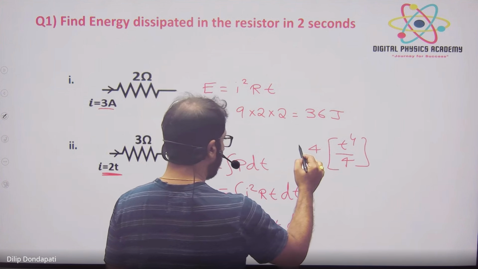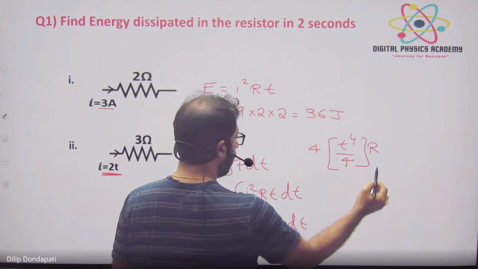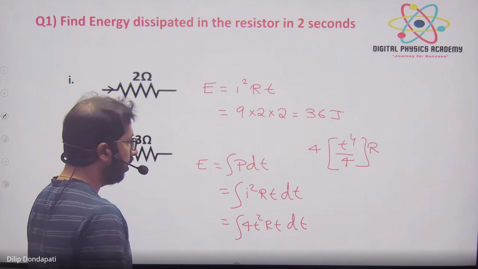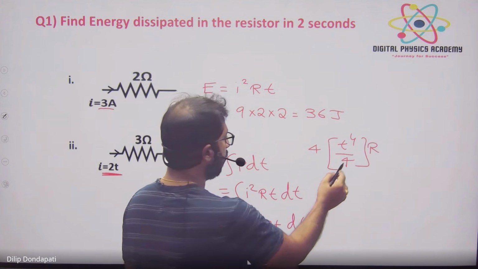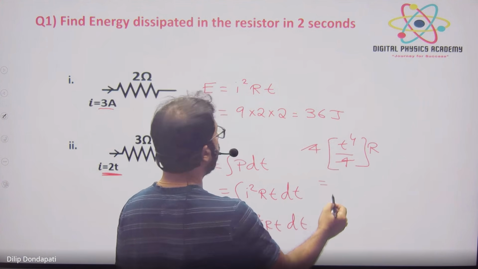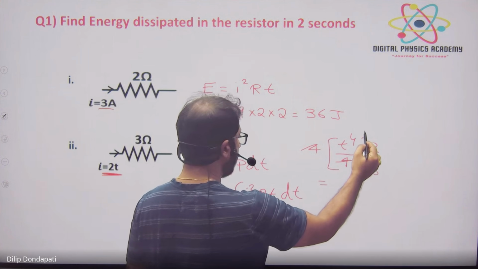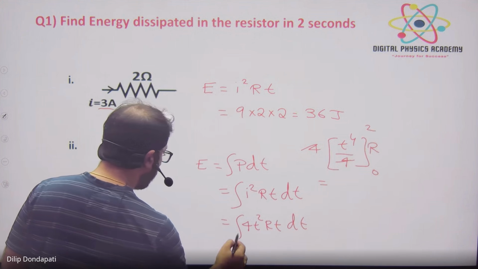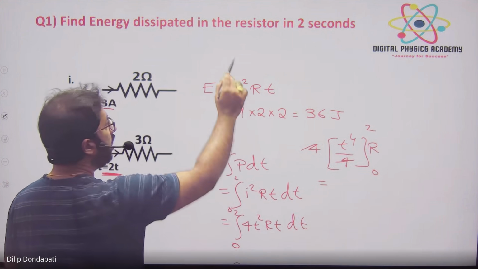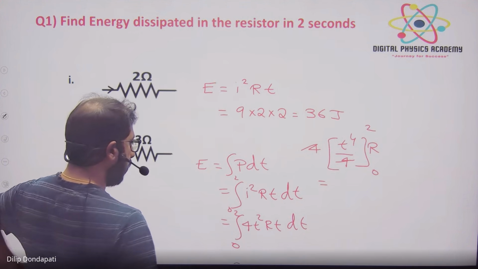R is coming outside, right? Integral t cube by 4 will come. 4 cancel. Now t power 4, integration from 0 to 2 seconds, right? You can put 0 to 2 seconds because it is in 2 seconds, right? So t cube will come, because t square.